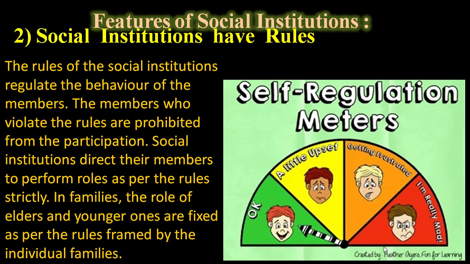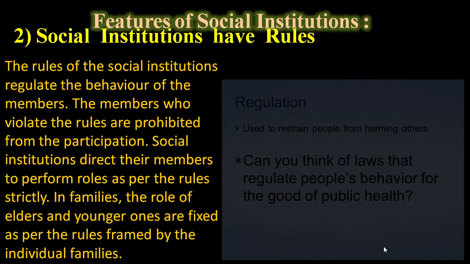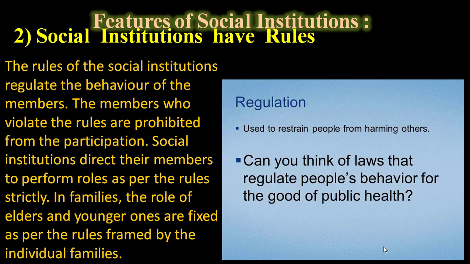Social institutions have rules. The rules of social institutions regulate the behavior of the members. Social institutions control the behavior of the members. The members who violate the rules, those who are not following the rules, will be prohibited from the participation.